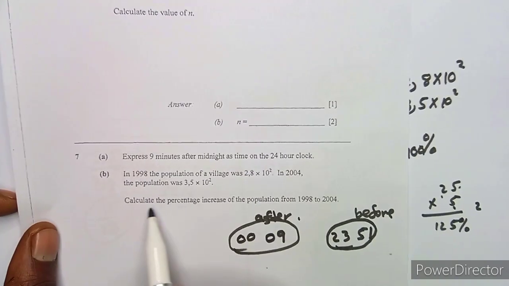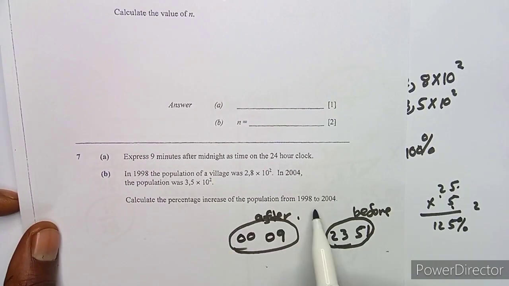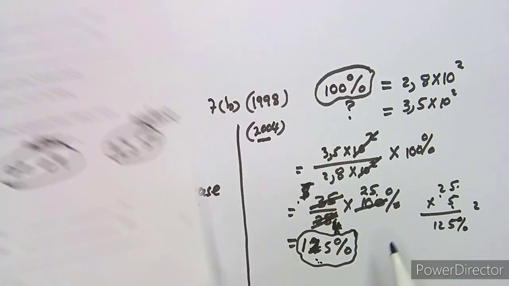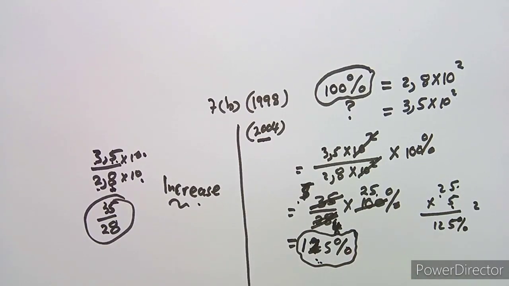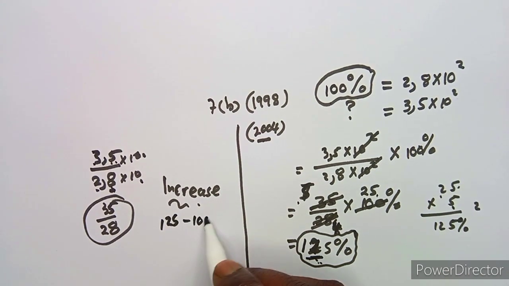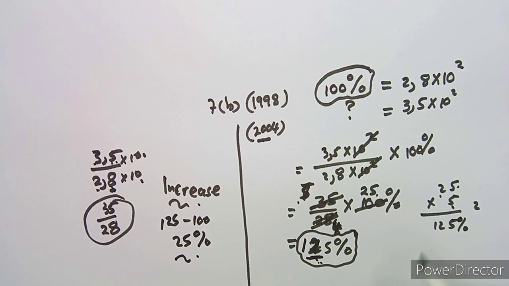Okay, take note, guys: calculate the percentage increase of the population, not where the population is now, but what it increased from 100% to 125%. What did you increase? Definitely that's 125 minus 100, which is 25%. So just cross-check, guys, the multiplication. Make sure your numbers are fine, because when you're multiplying or dividing, those errors and mistakes happen. Just cross-check that everything is what it's supposed to be.